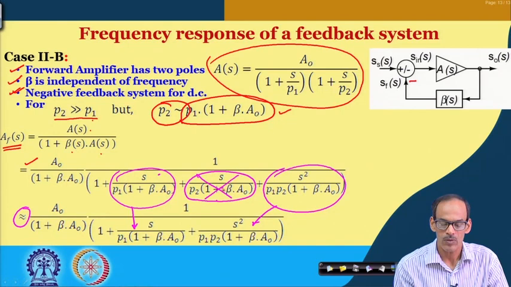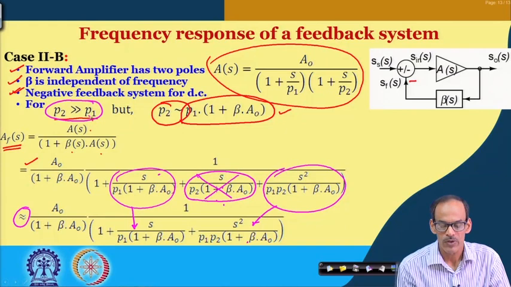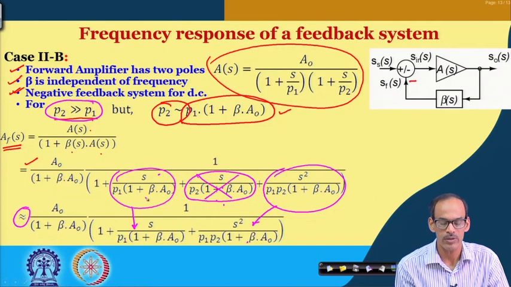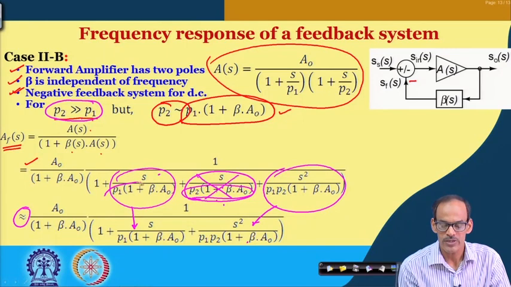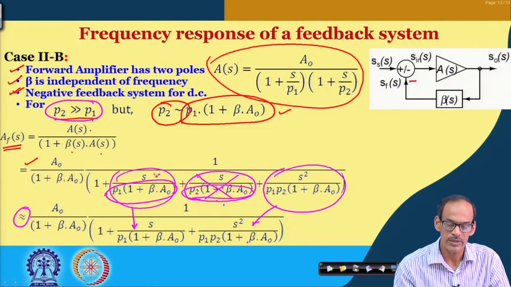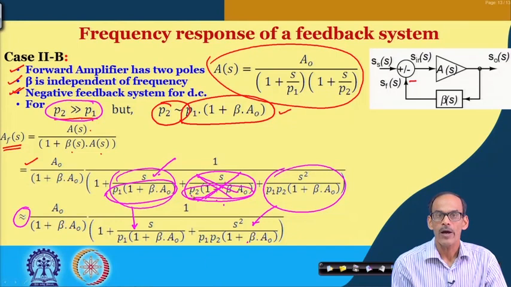So, with this approximation, we do have only these three terms, and this is of course valid, because as I said P2 is much higher than P1. So, if I multiply both these by 1 plus beta into A naught, then this condition remains the same, which means that this part is very large compared to this part. And reciprocal-wise, if I see, then I can say this is the dominant term compared to this one, and hence we can do this approximation, we can drop this part. Now, after dropping this part, what do we have?